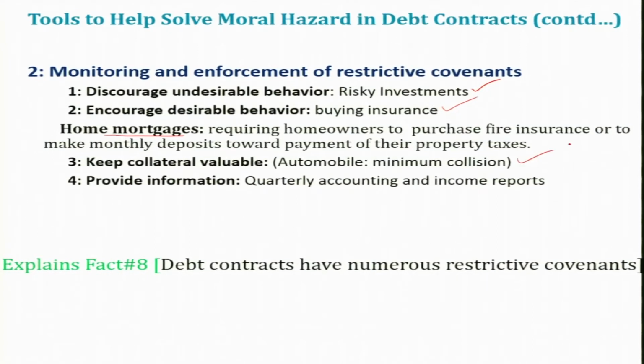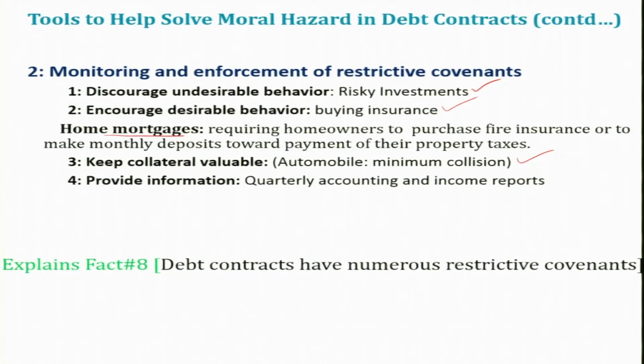And the third one is to keep the collateral valuable. Collateral valuable here means, because collateral is an important protection for the lender, restrictive covenants can encourage the borrowers to keep the collateral in good condition and make sure that it stays in the possession of the borrower. So this type of covenant ordinary people encounter most often.